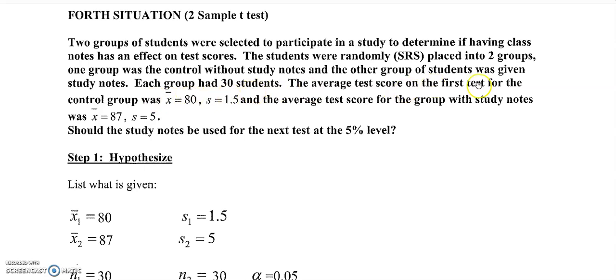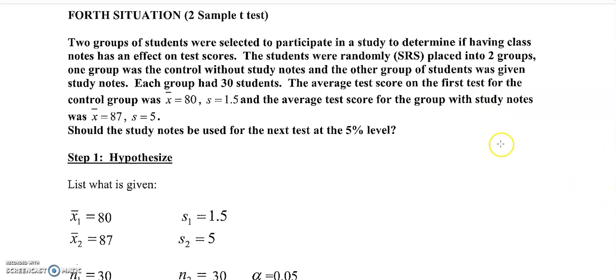The average test score for the first test for the control group without the study notes was x bar 80, s 1.5, and the average test score for the group with study notes was x bar 87, s of 5. Should the study notes be used for the next test at the 5% level? Basically saying, is there a difference between the two? And the idea is that the first group is lower because they didn't have the class notes.